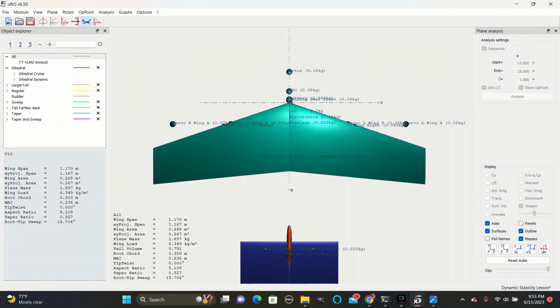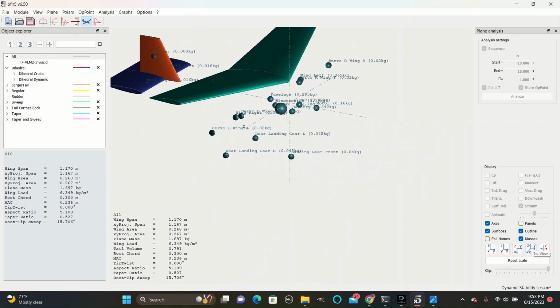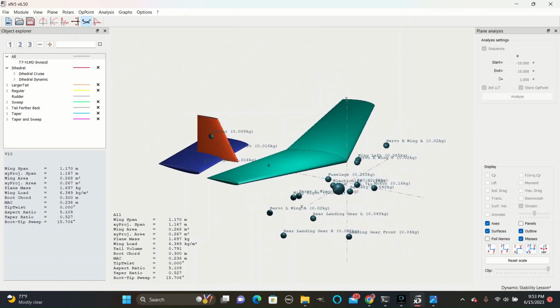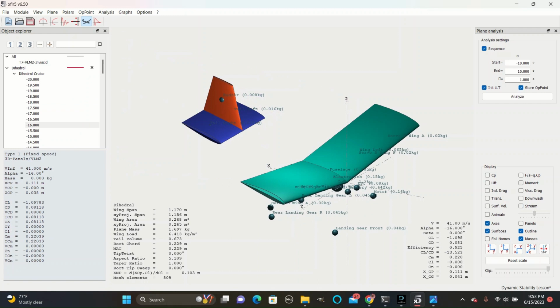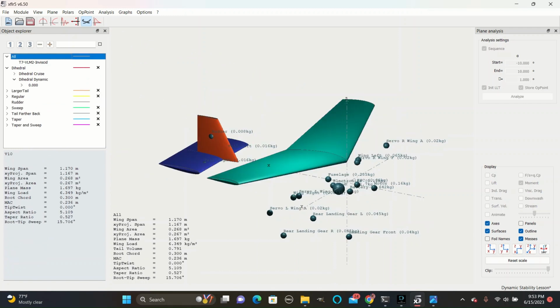The pitching moment being force times distance. The pitching moment describes how the plane wants to turn around the pitch axis. If you go again into angles and then check moment, you can see the direction it wants to go in your analysis at that specific angle. It varies a lot when you change the angle.